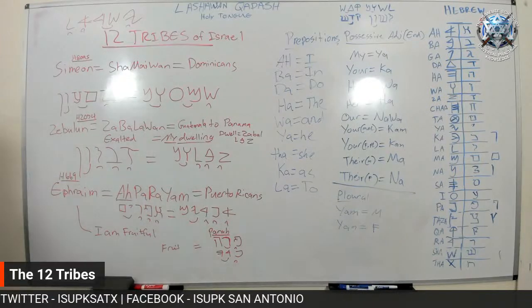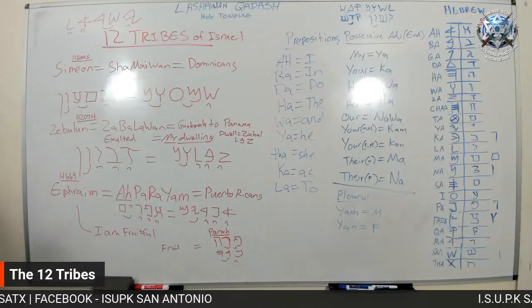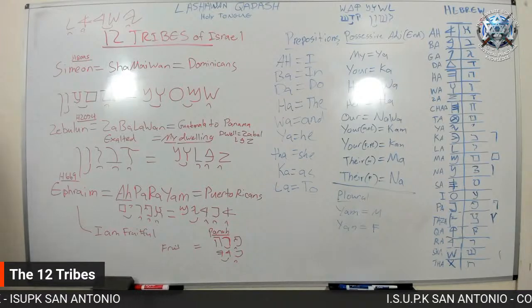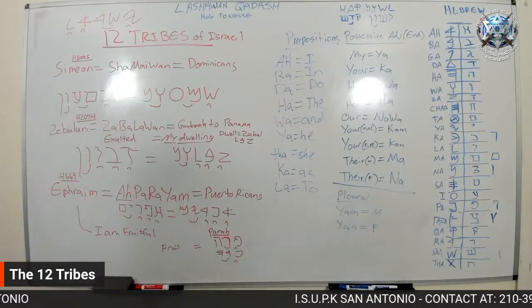But again, this is just breaking down the actual name, right? So that's what we're looking at right here. So that's the next group of three. Are we good on that? Everybody good on that?